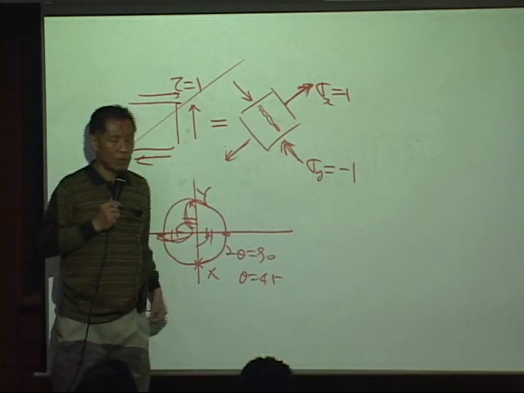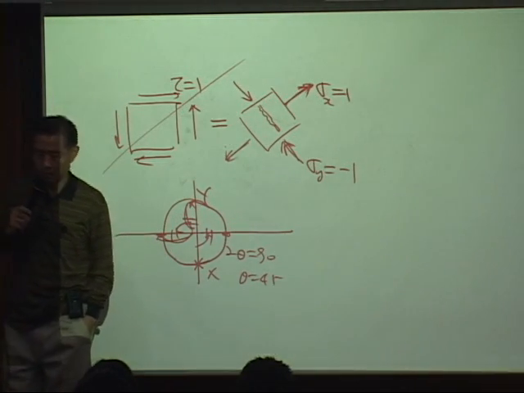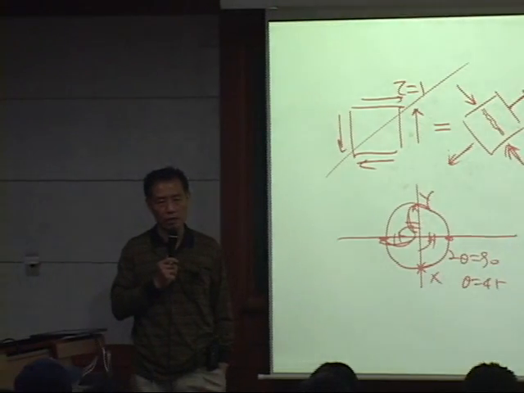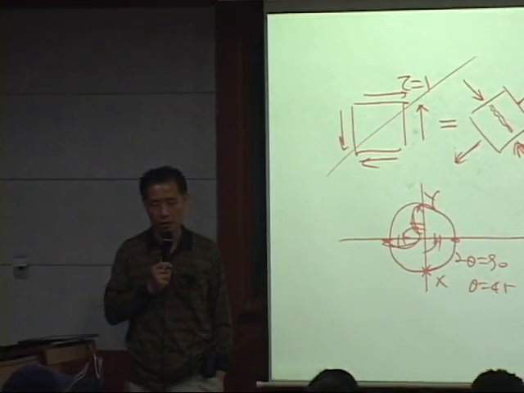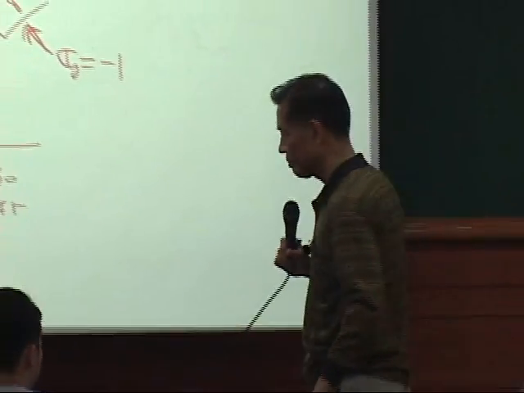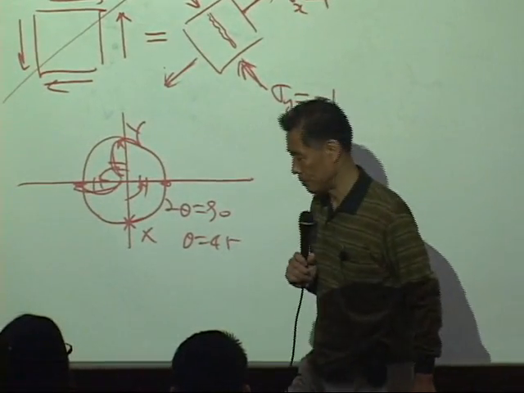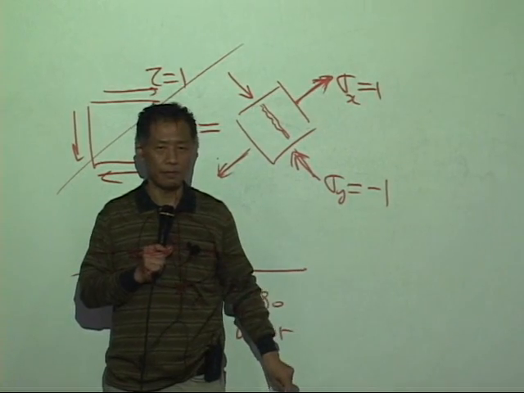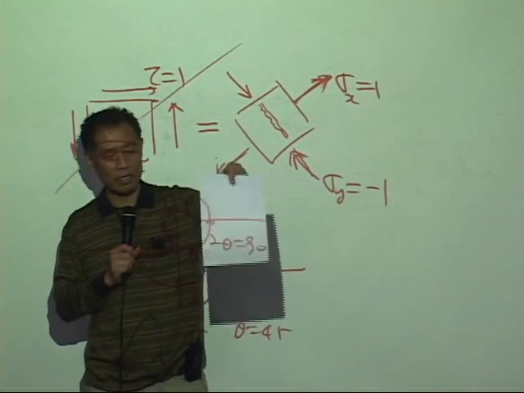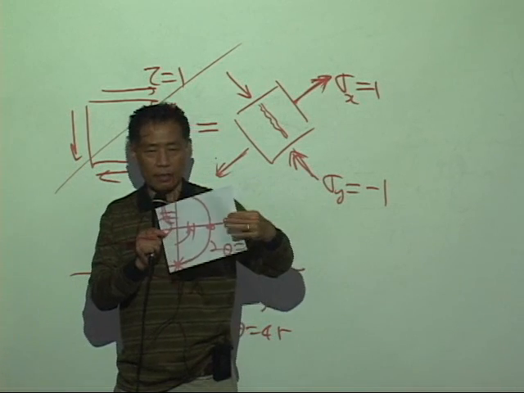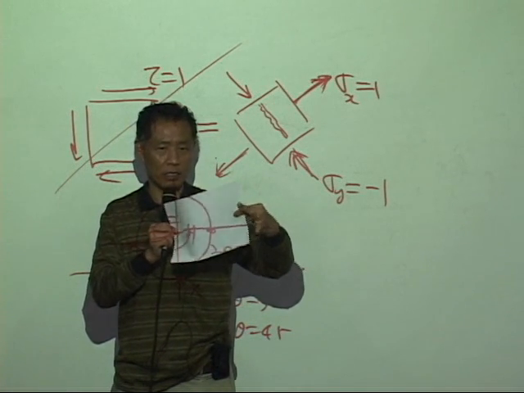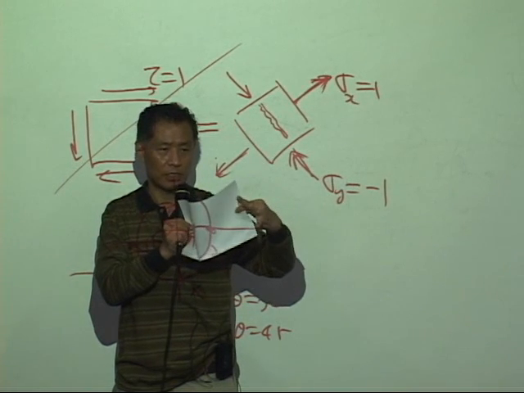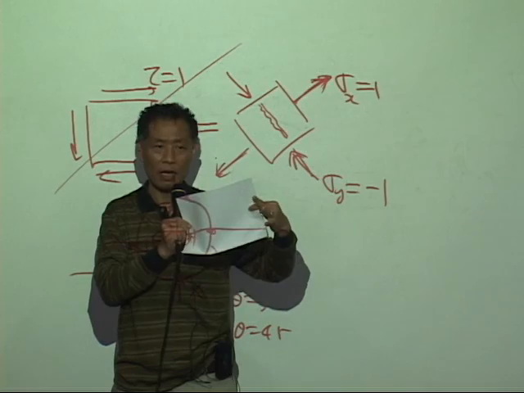Okay, so this is a pure shear case, which is a combination of compression in one direction and tension in the other direction. Let me demonstrate this one. See, this stress state and this stress state are the same. Take a look at this paper. This paper is very strong in tension, right? Very strong. But how about the compression? It's very weak, right? Very weak.